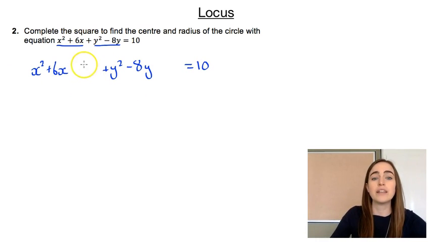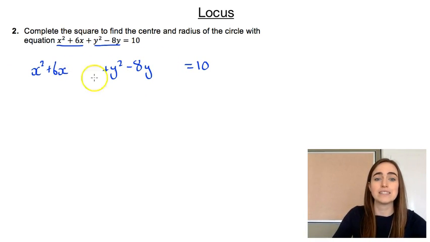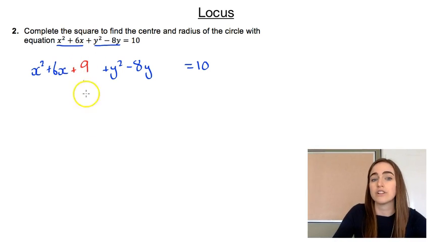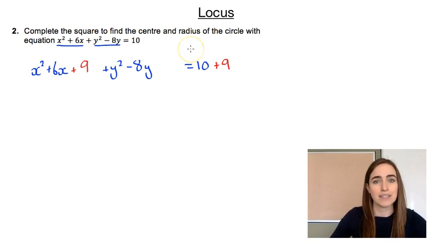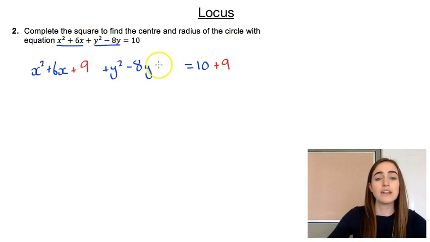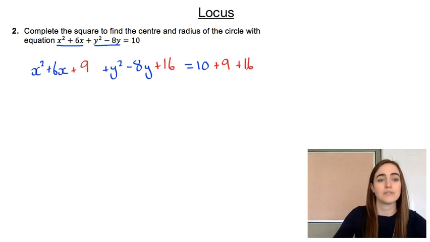So completing the square, we need to figure out which numbers we need to add to these to make each section a perfect square. So with this one, we're going to halve the coefficient of x. So half of 6 is 3. And then we're going to add that 3 squared. So we're going to add 9. You can write it as 3 squared as well if you want to. But if we're adding 9 here, then we also have to add 9 to the other side of that equation to keep it balanced. In this one then, half of 8 is 4, so we're going to add 4 squared, which is 16. So add 16 to the other side as well.